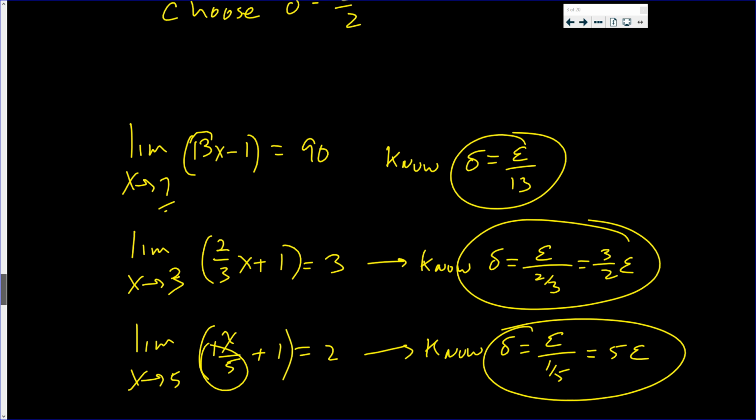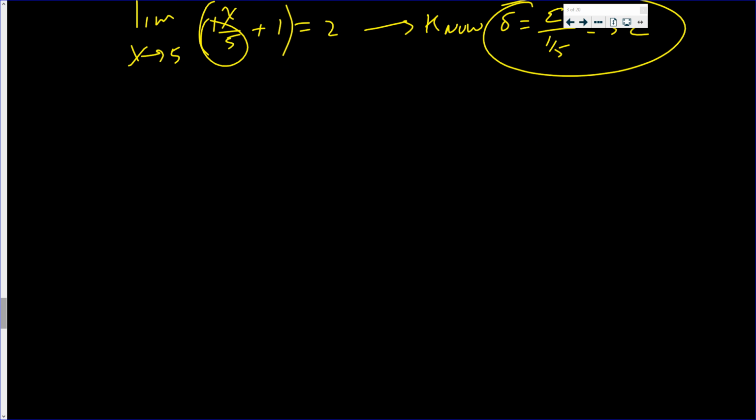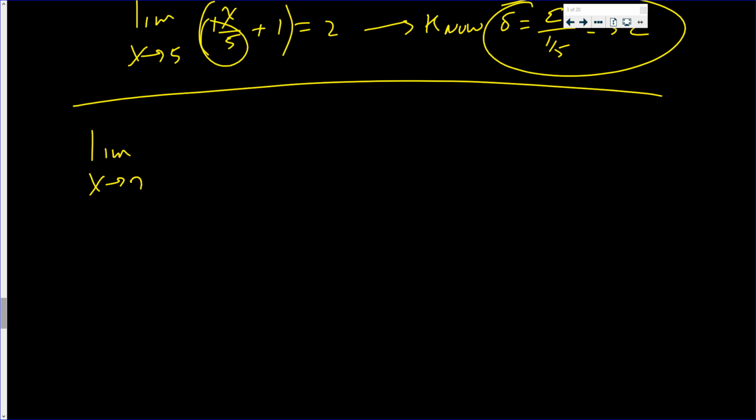Okay, but what if it's not a line? What if it's not a line? Now it becomes a lot more interesting. Suppose you have the limit as x goes to 2 of x squared. Well, 2 squared is 4. So we need to prove that this limit is 4 rigorously. That is an epsilon delta proof.